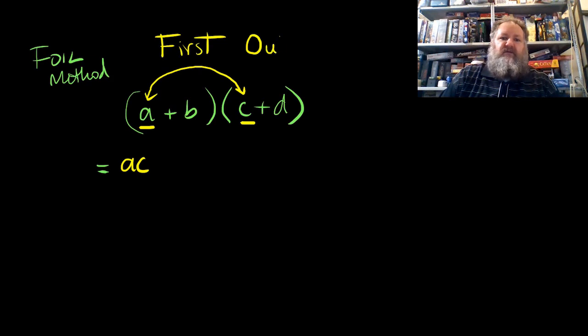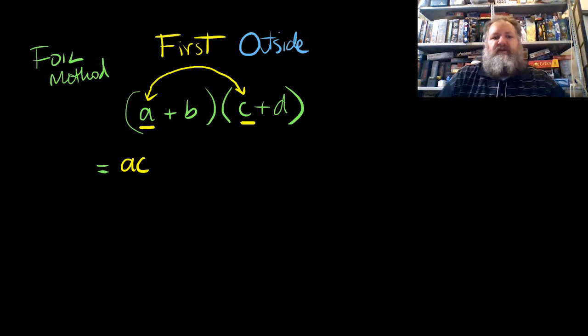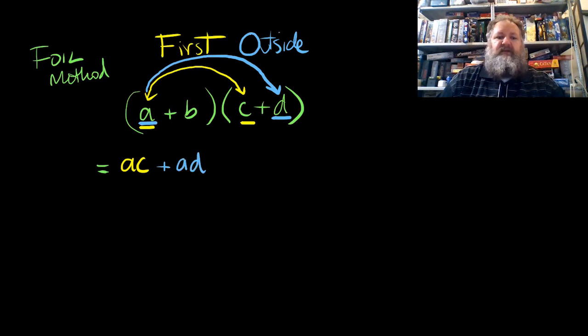The O stands for outside. Let's pick a different colour so that we have nice colours everywhere. I identify my outside terms. So outside will be the A and the D. They're my outside terms. So I will take this A and I will multiply it by this D. And I will have plus AD. It's all going swimmingly. I like it.